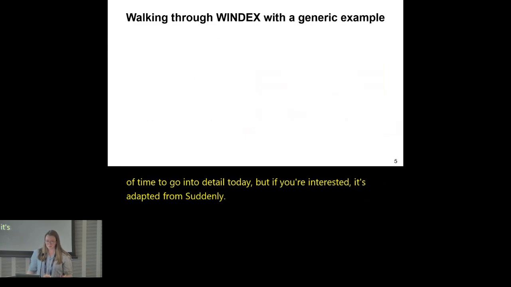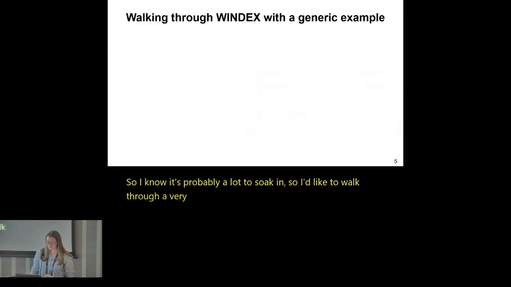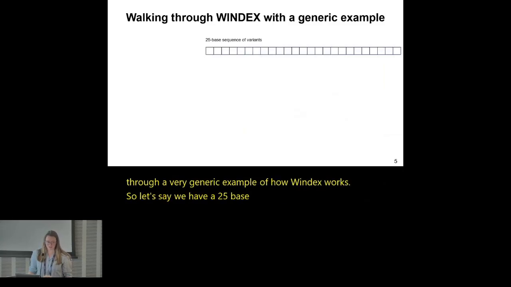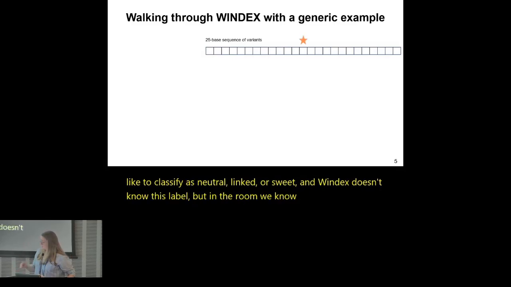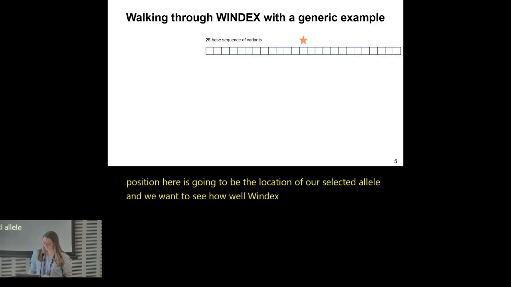So I know it's probably a lot to soak in, so I'd like to walk through a very generic example of how WINDEX works. So let's say we have a 25 base sequence of variants that we'd like to classify as neutral, linked, or sweep. And WINDEX doesn't know this label, but in the room, we know that this center position here is going to be the location of our selected allele, and we want to see how well WINDEX does at classifying.